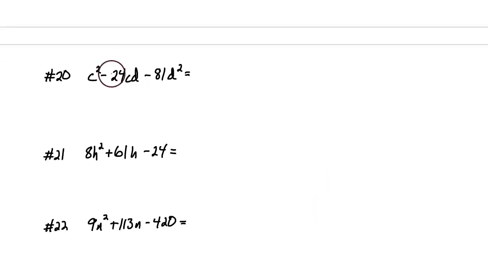Number 20, we have a trinomial. Let's try FOIL again. We have c times c is our c squared. And now we need 2 numbers that multiply to negative 81d squared. They're both going to have a d on them. Now to multiply to negative 81, we need a positive and we need a negative. And the 2 numbers we choose have to add up to negative 24.